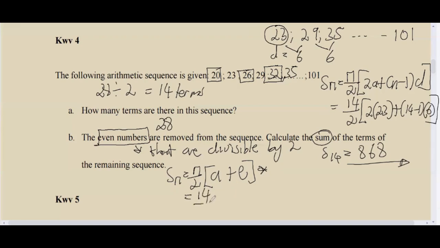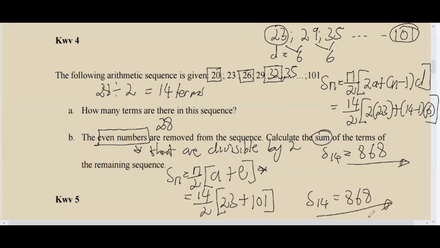It's 14 over 2. Then what is the value of the first term? According to this pattern, it's 23. Then what's the value of the last term? It's 101. So you just say 23 plus 101. If you punch all this in your calculator, this still gives you the sum of the 14 terms. It's 868. So either way, you are still correct.